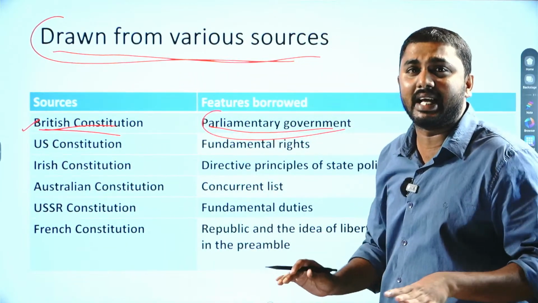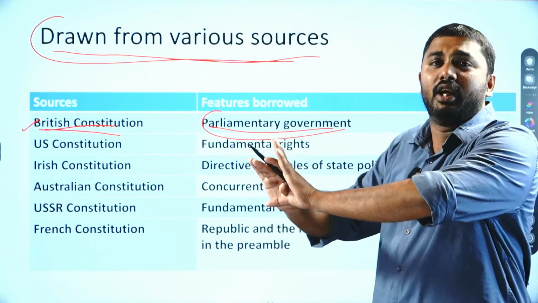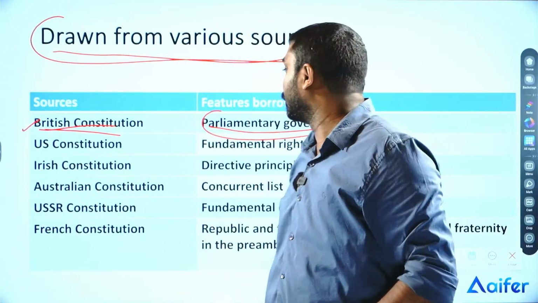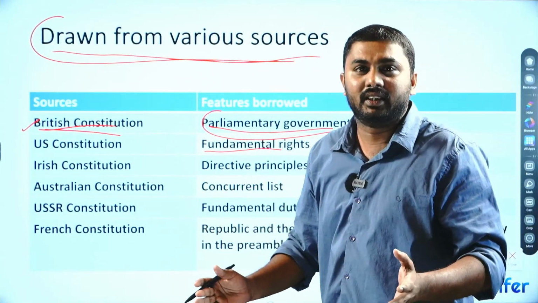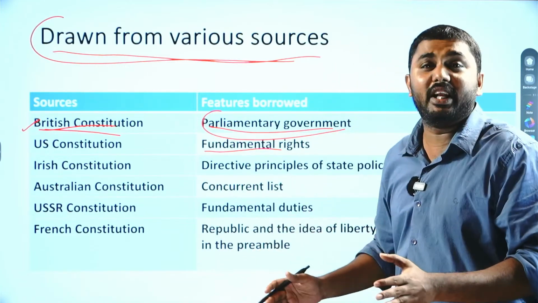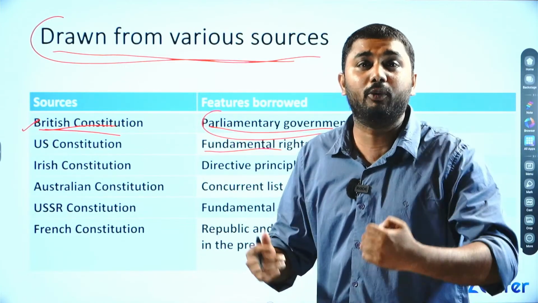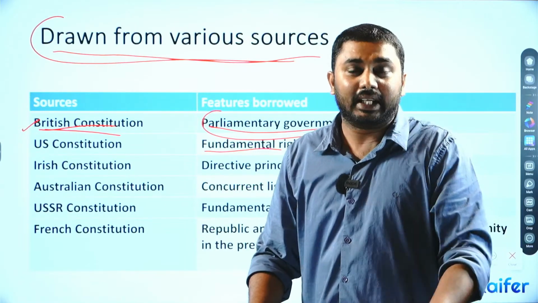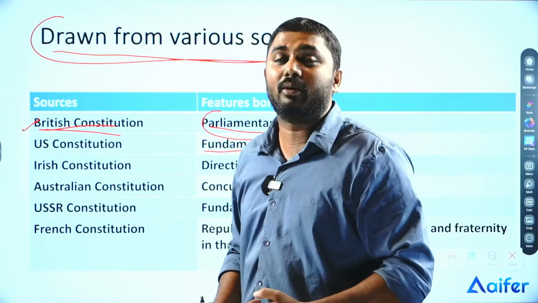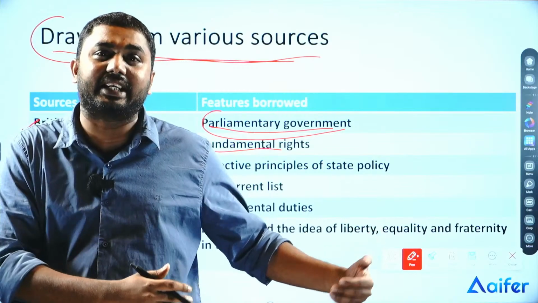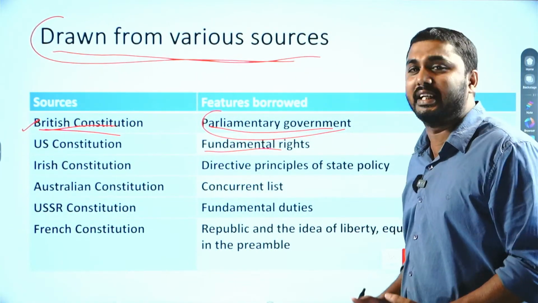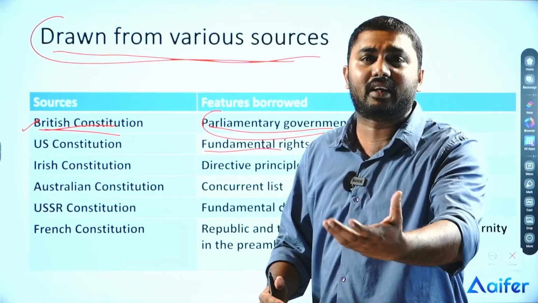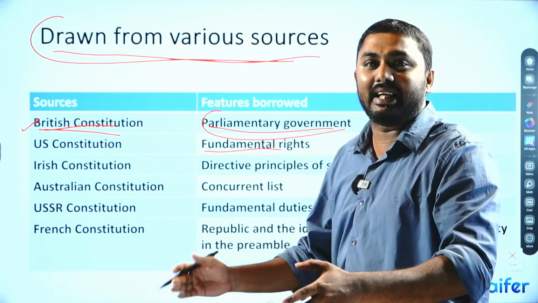So we have to understand that the parliamentary form of government we inspired from the British Constitution. Then fundamental rights. How many fundamental rights do we have? There are 6 fundamental rights. Actually in the initial days we had 7 fundamental rights, but now we have 6. What are these 6 fundamental rights? We will discuss that in the next class.